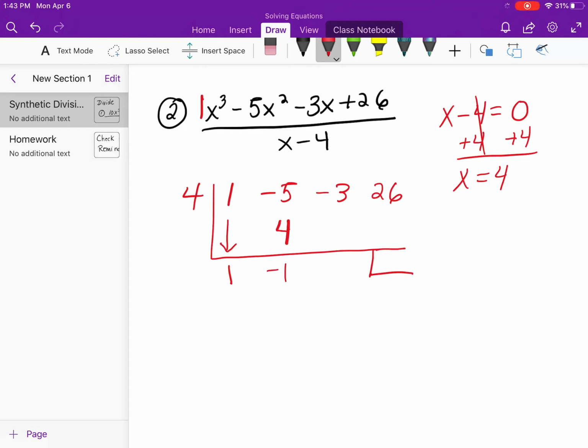Then multiply again. 4 times negative 1 would be negative 4. And then add negative 3 plus negative 4 is negative 7. Then multiply. 4 times negative 7 is negative 28. And then add 26 plus negative 28 is negative 2.